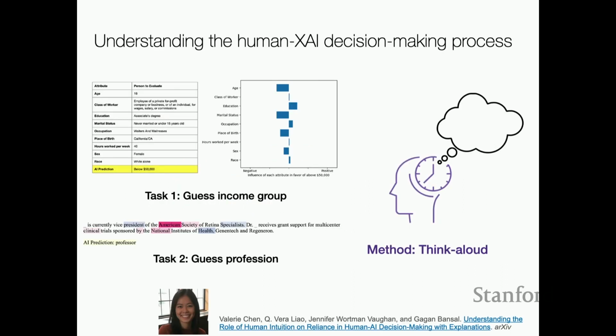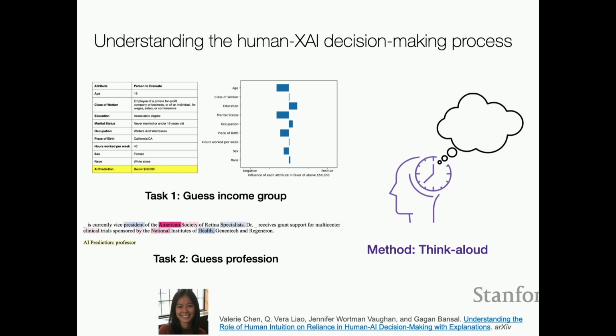So to answer that question, last summer we did this project with our intern Valerie Chen, who is a PhD student at CMU. It's also a joint project with Jenn Wortman Vaughan and Gagan Bansal. So we did an experiment to look at this decision-making process.